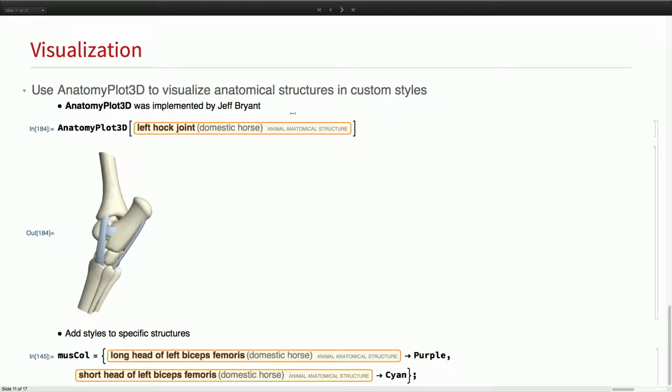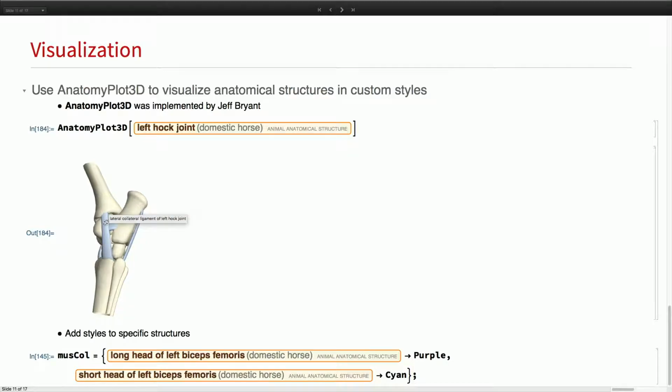And when it comes to customizing the graphical visualization, we have the AnatomyPlot3D function. This function was implemented by Jeff Bryan. Jeff implemented all the graphics-related functions for anatomy data. And the great thing about AnatomyPlot3D is that you can add any structure or any combination of structures, and it shows the entities listed in here. By default, tooltips are included, so you can see the subcomponent structures.